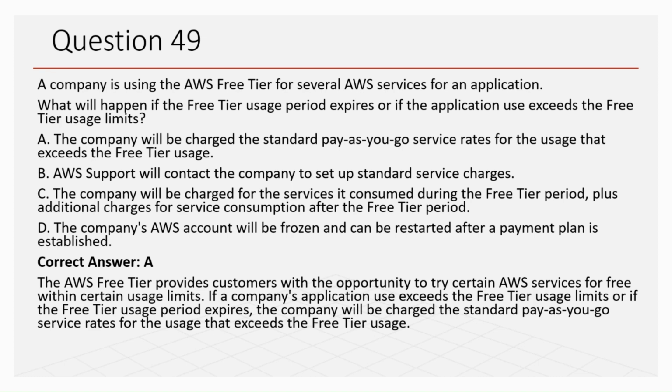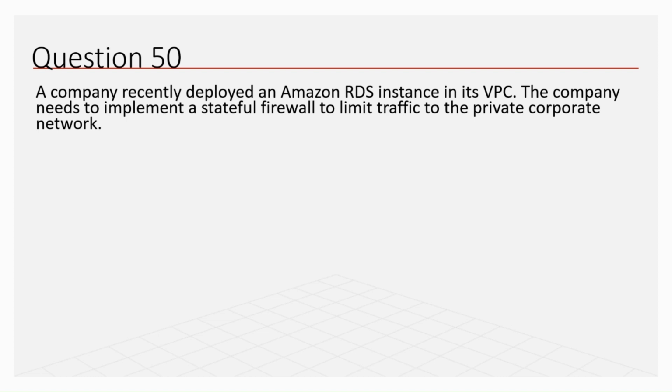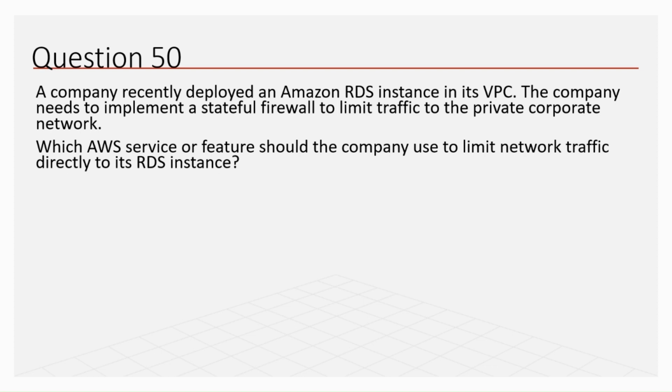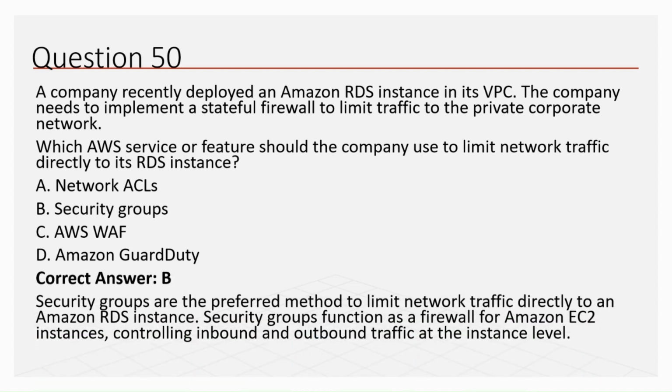Okay, so now let's move on to the next question. Question number 50. A company recently deployed an Amazon RDS instance in its VPC. The company needs to implement a stateful firewall to limit traffic to the private corporate network. Which AWS service or feature should the company use to limit network traffic directly to its RDS instance? The options are Network ACLs, Security Groups, AWS WAF, and Amazon GuardDuty. And the correct answer is security groups.